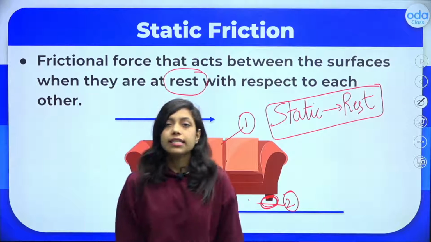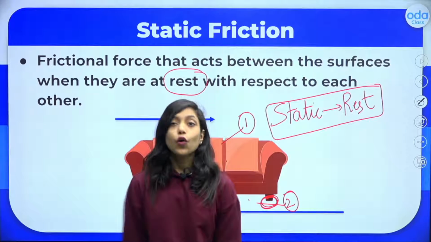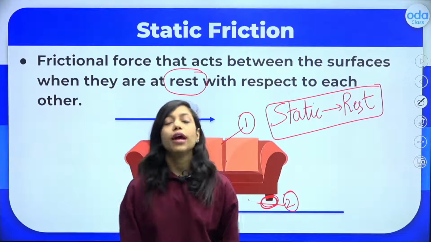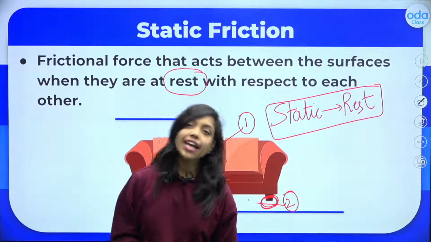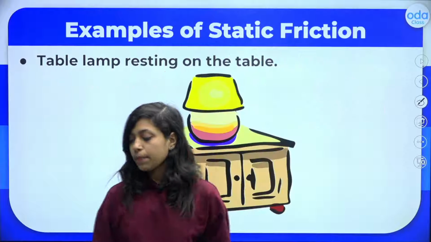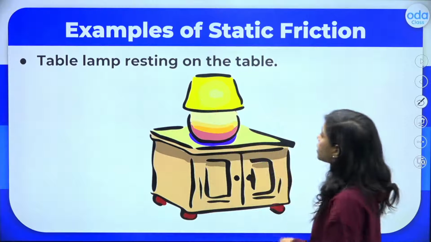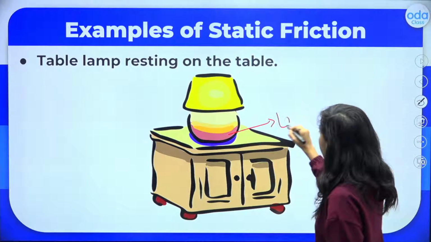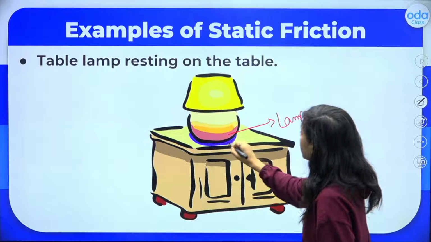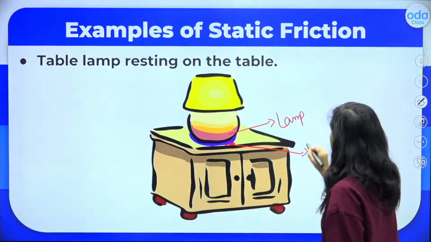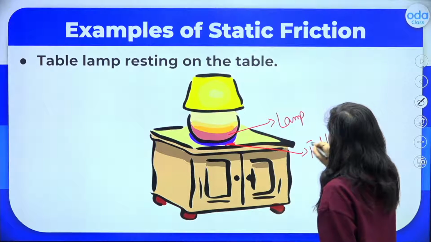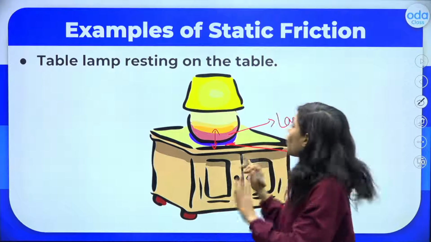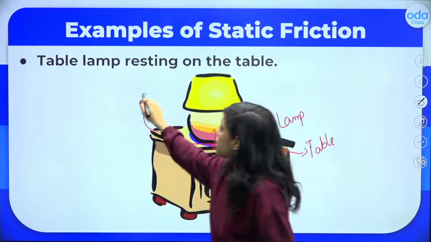If I am standing still now, I am not moving and the floor is not moving, but there is friction between my foot and the floor, right? That is called static friction. Let us see some examples. A table lamp resting on the table, right? Here you can see the lamp surface and here you have the table surface. There is contact between two surfaces, but both surfaces are not moving. So here you can see static friction.